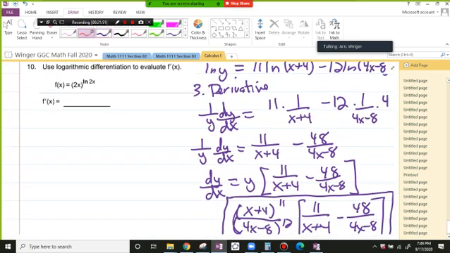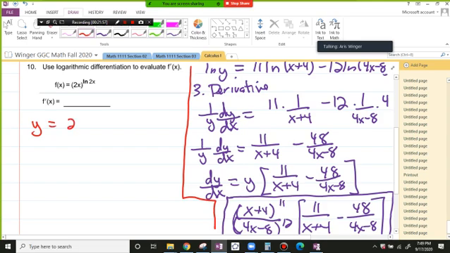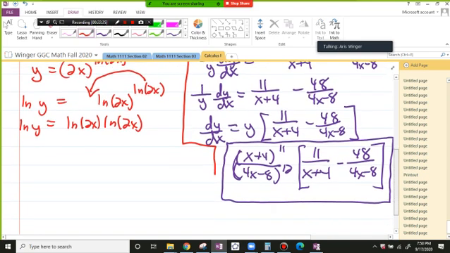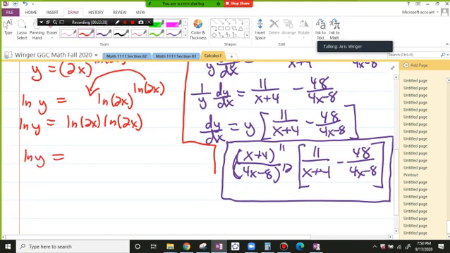For number 10, same thing, y equals (2x) all raised to the natural log of 2x. We'll do the natural log of y on both sides. Natural log of y equals the natural log of (2x) raised to the natural log of 2x. This entire power comes out in front. Natural log of y equals the natural log of 2x times the natural log of 2x. We could use the product rule here, but I do want to observe that this is the natural log of 2x all squared, and we can use the chain rule.